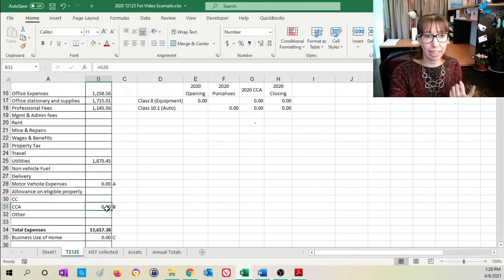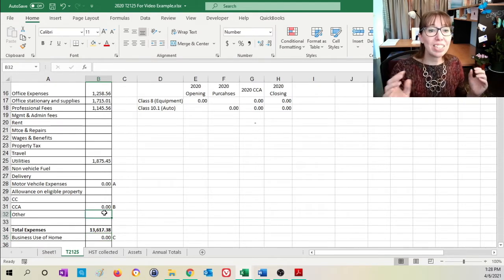So we're talking about the capital cost allowance, the motor vehicle expenses, business use of home. So we're going to be discussing those a little further on. And the last one is other.